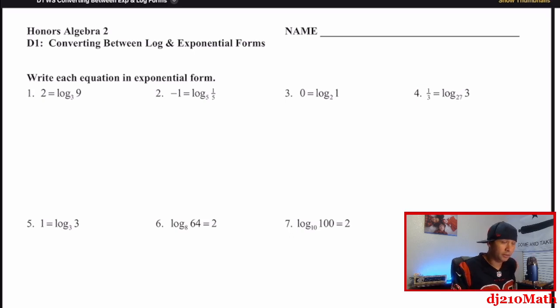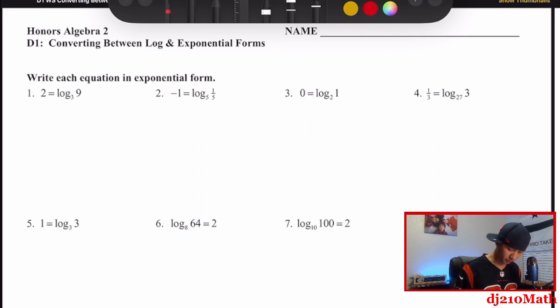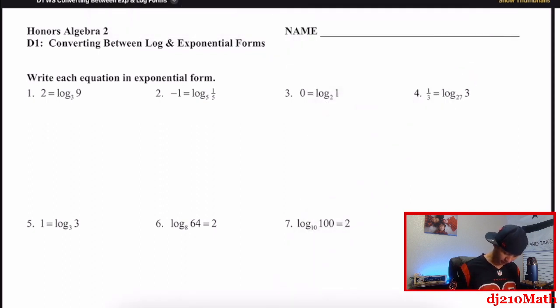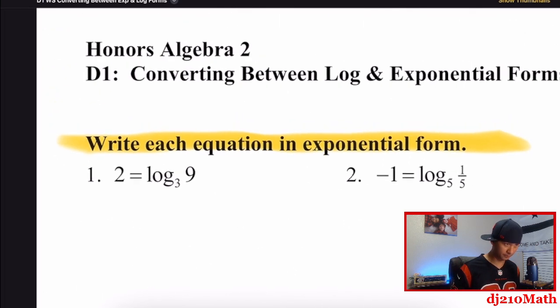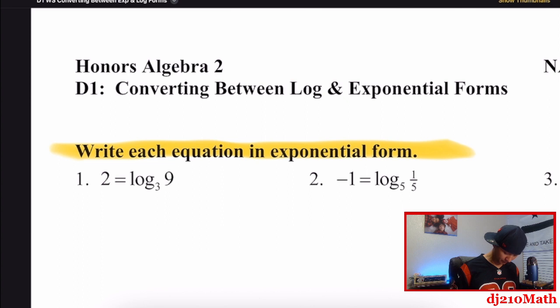All right, so let's look at the homework converting between logs and exponential form. So, number one, we want to write each equation in exponential form. So we'll write the little cheat sheet rule.